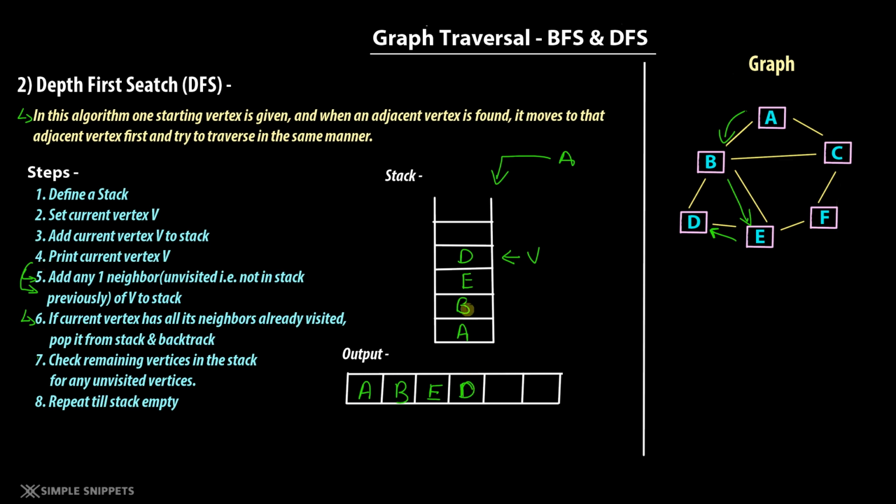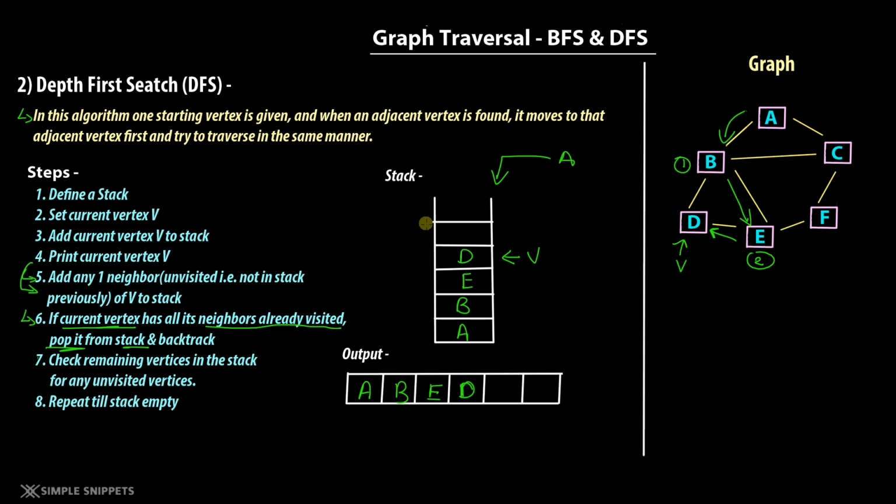So once you print it, now we will have to check if the current vertex has all its neighbors already visited. So we are currently at D, right? This is the top of the stack. D has only 2 immediate neighbors, that is B and E. So you can see from the output, B and E have already been printed, which means that we've already visited them. Now this is where, if the current vertex has all its neighbors already visited, you have to pop it from the stack and backtrack.